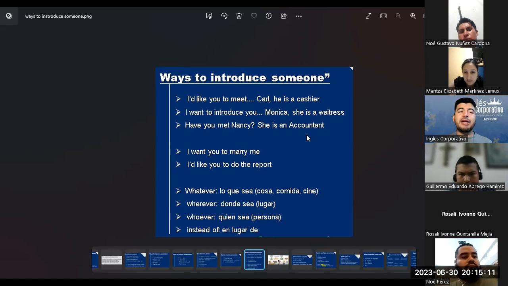Okay, so think about the person you know. Piensen en alguien que ustedes conozcan. Puede ser familiar o puede ser el compañero de trabajo. Cuando yo lo llame para la lista, okay, the attendance list, deben de mencionar cualquiera de esos, okay? Les doy un momento para que piensen en quién pueden mencionar.